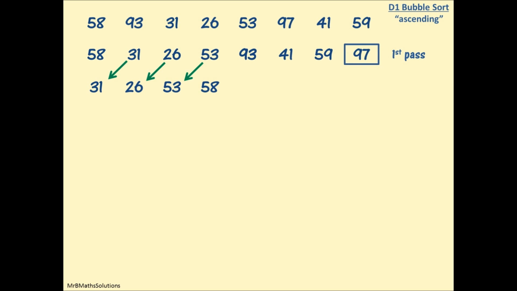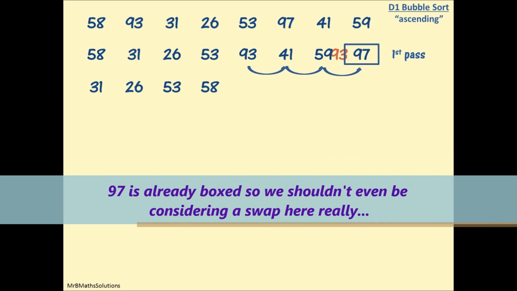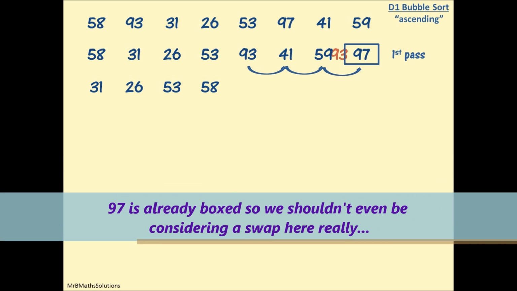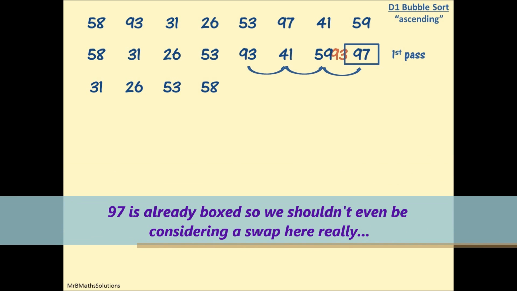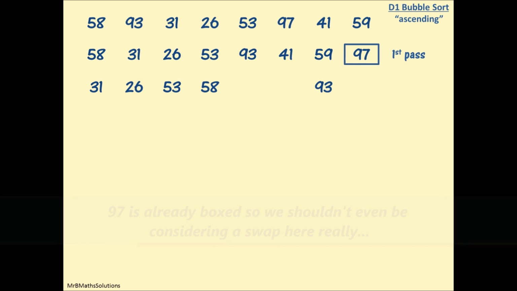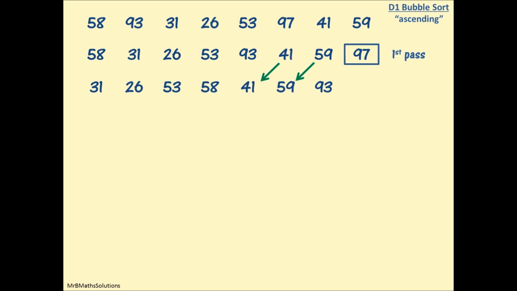So now the 93 that it met, I'll do the same thing with that and think, well, will it swap with 41? Yes, it will. Will it swap with 59? Yes, it will. Will it swap with 97? Well, no, it clearly won't. I've already put a box around 97 to show that's in the right place. So 93 has now found its place, and 41 and 59 slot in behind it. And now we've reached the end of the second pass, and 93 is definitely in the right place.